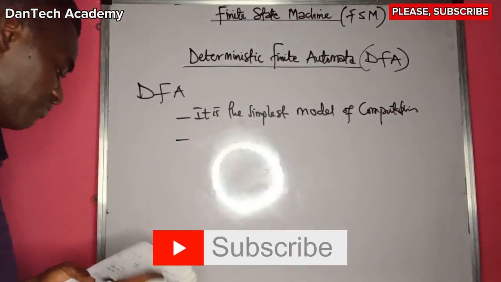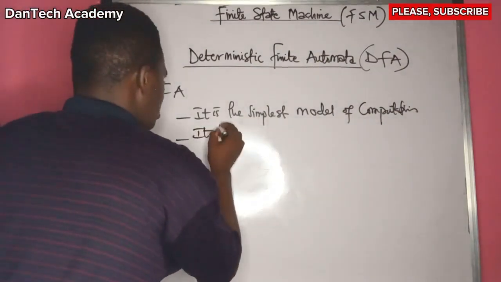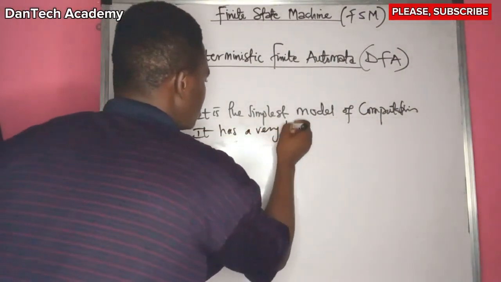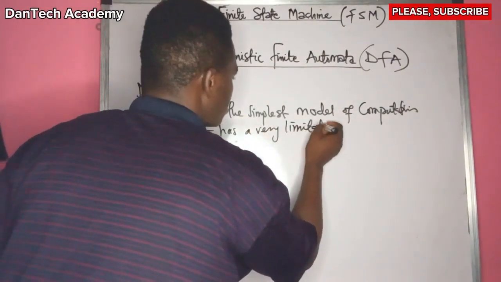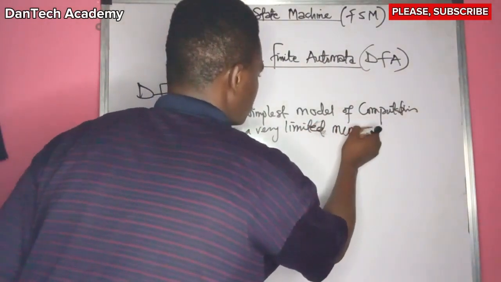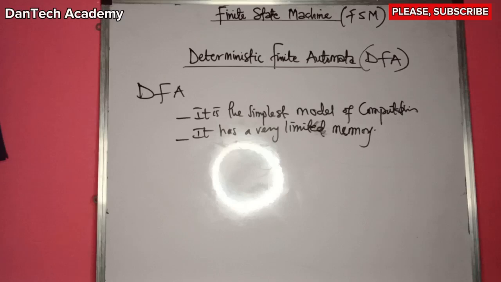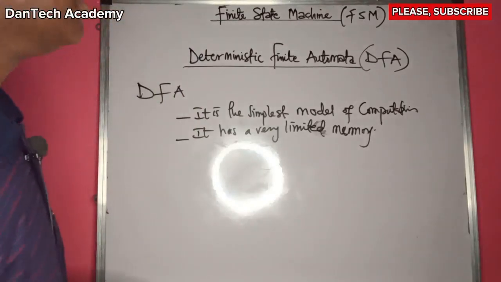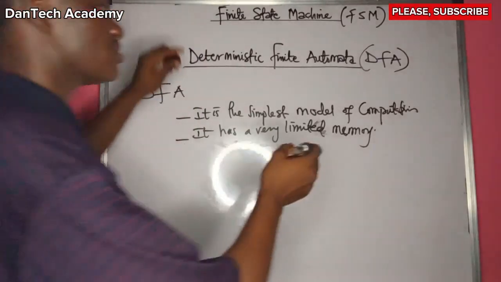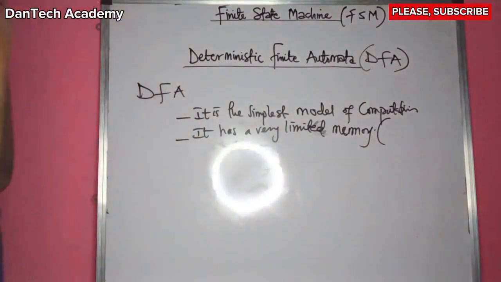The next one: it has a very limited memory. Now, what does this mean? DFA doesn't have the capacity, let me use the word RAM as a practical example. The limited memory there is just like RAM, in that DFA does not have the capacity to keep memory, like storing previous occurrences. Just like what had happened.